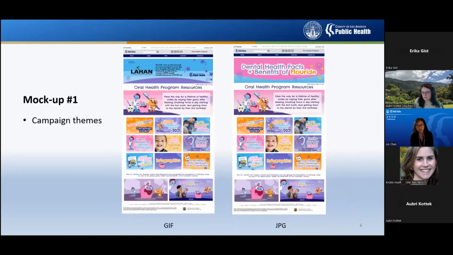This is the first mock-up from our media firm. As you can see, they incorporated our campaign characters, backgrounds, and themes. These are the same two designs. Just one is a GIF that shows how the top carousel is rotating, and the other is a JPEG, which is a static image. The contents under each button are the same as our original website.